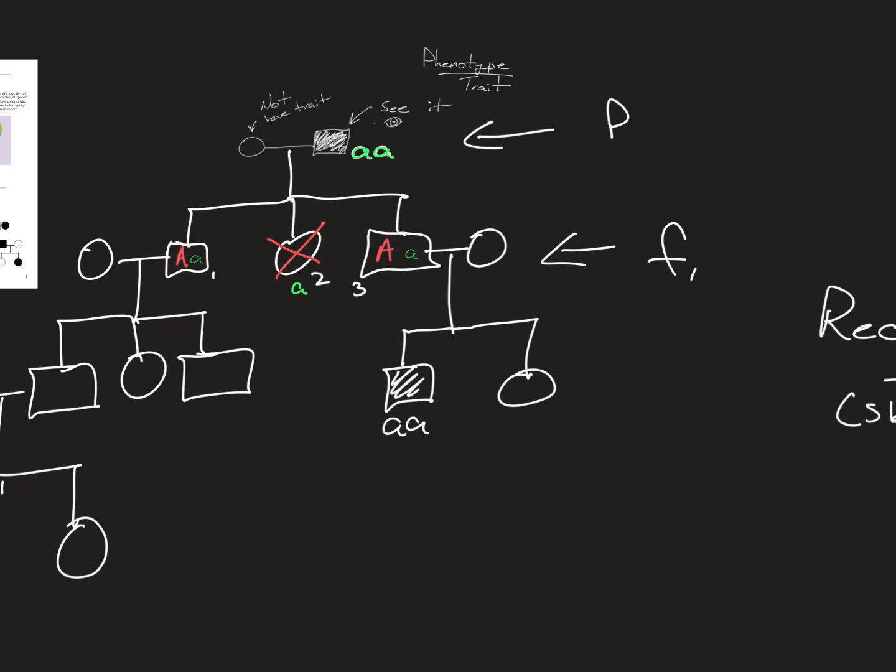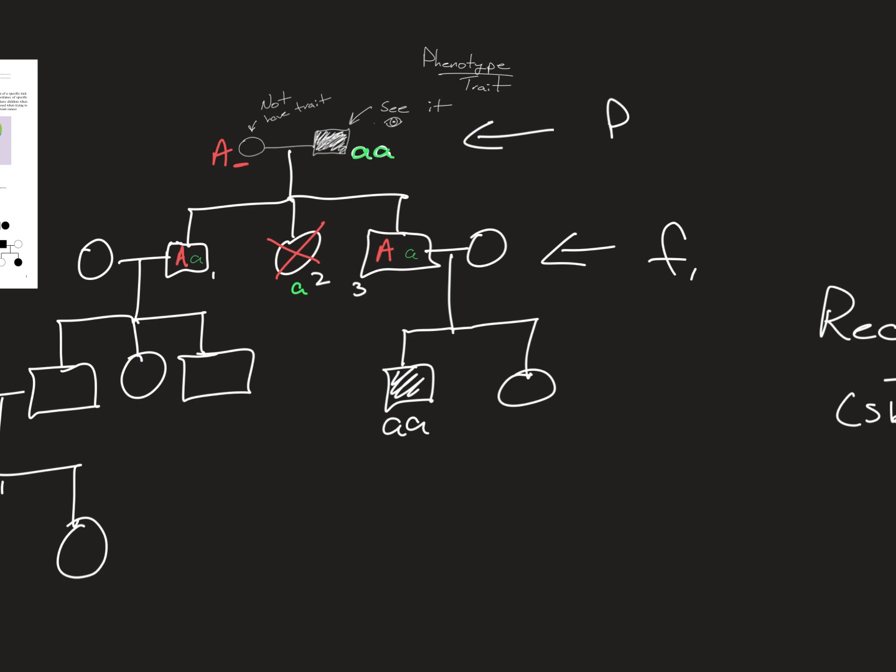And we know mom had to have at least one big A. What about the other one? We don't know. Could be anything. Could be a big A. She could be double big A, or she could be big A, little a. Correct? But we know she has at least one little a.